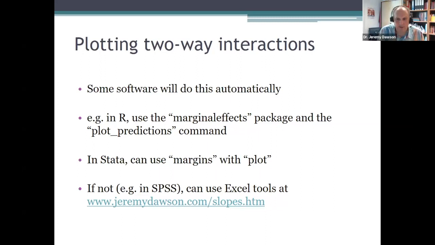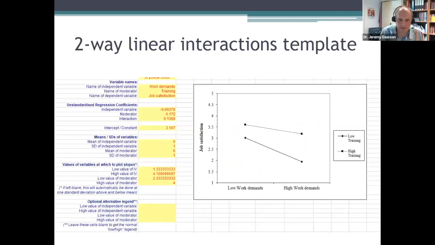And these tools allow you just to take certain bits of the output, type them or copy and paste them into an Excel template, and it will produce a plot for you, such as this one here. This is on my website. It's a very generic plot called two-way linear interactions. And in this, you would enter the variable names, you enter the coefficients. You can either enter the means and standard deviations of the variables or choose the values at which you will plot the slopes. I'll say a little bit more about that in just a moment. You can also choose to put in alternative labels or legend for the plot too, but it will produce a plot which looks a little bit like the one you see on the slide at the moment.